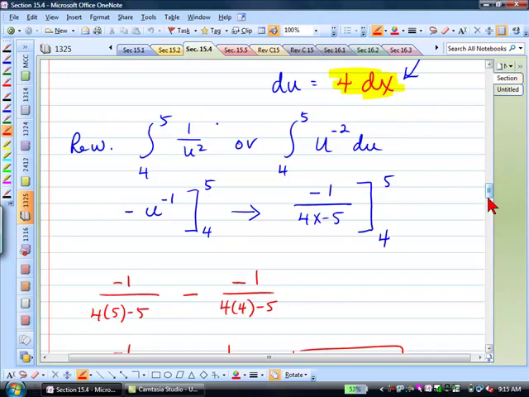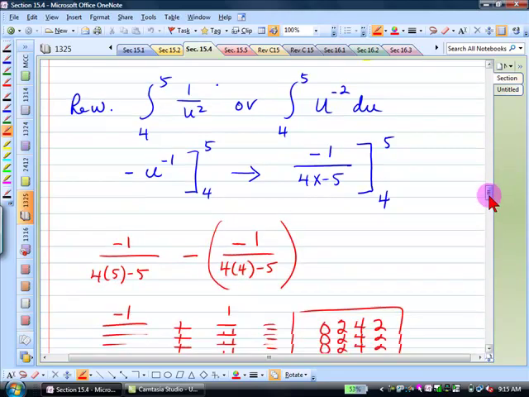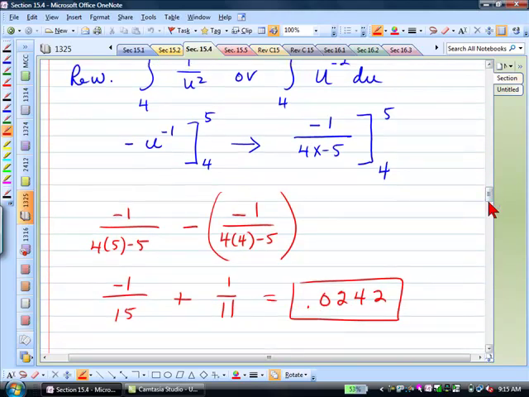And then it's a lot of arithmetic. We're going to plug in 5. We're going to plug in 4. And I think that one, they must expect you to be doing it with your calculator or something, because I think the answer is a decimal. So let's try that one on the calculator and make sure we get 0.0242.